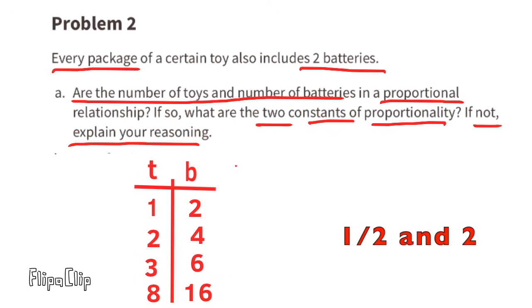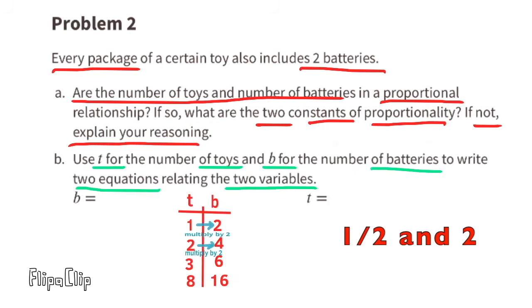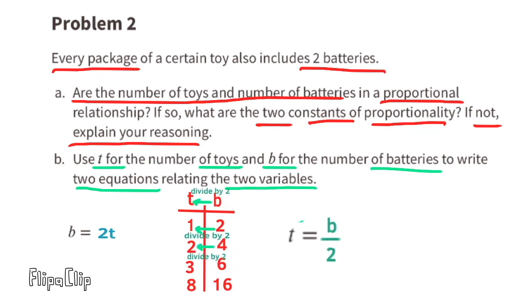The number of toys will be half the number of batteries. B. Use T for the number of toys and B for the number of batteries to write 2 equations relating the 2 variables. We can write the equation B equals 2T because the number of batteries always equals 2 times the number of toys. We can also write the equation T equals B over 2 because the number of toys is always equal to the number of batteries divided by 2, or T equals 1/2 times B because the number of toys always equals half the number of batteries.